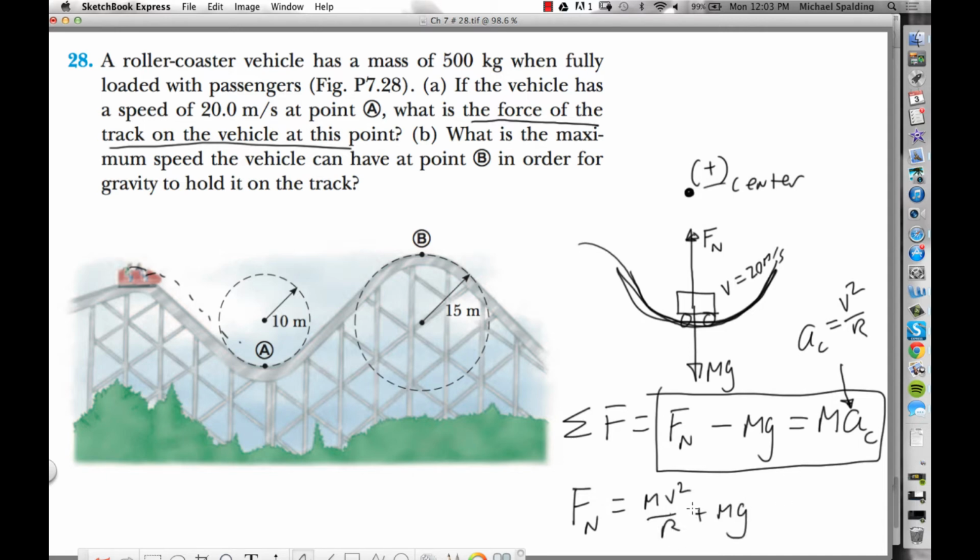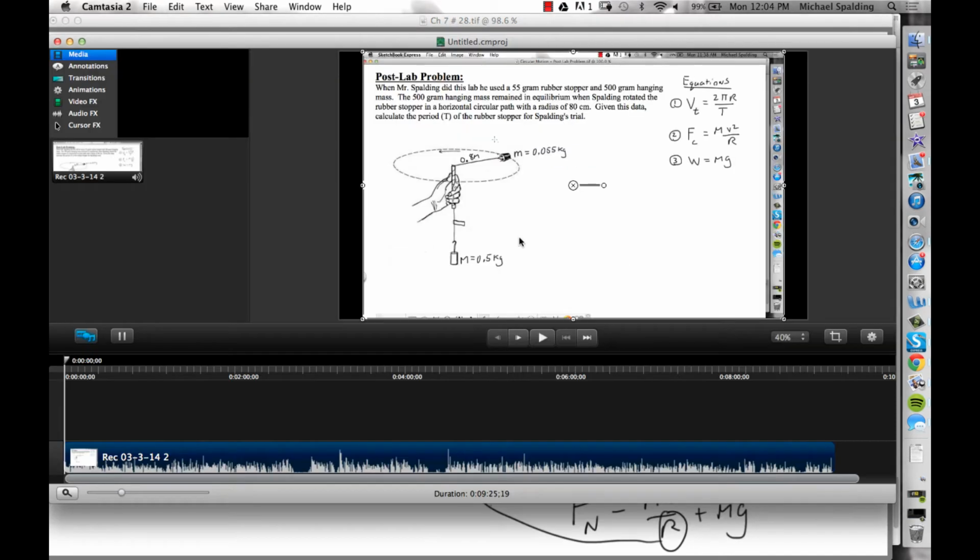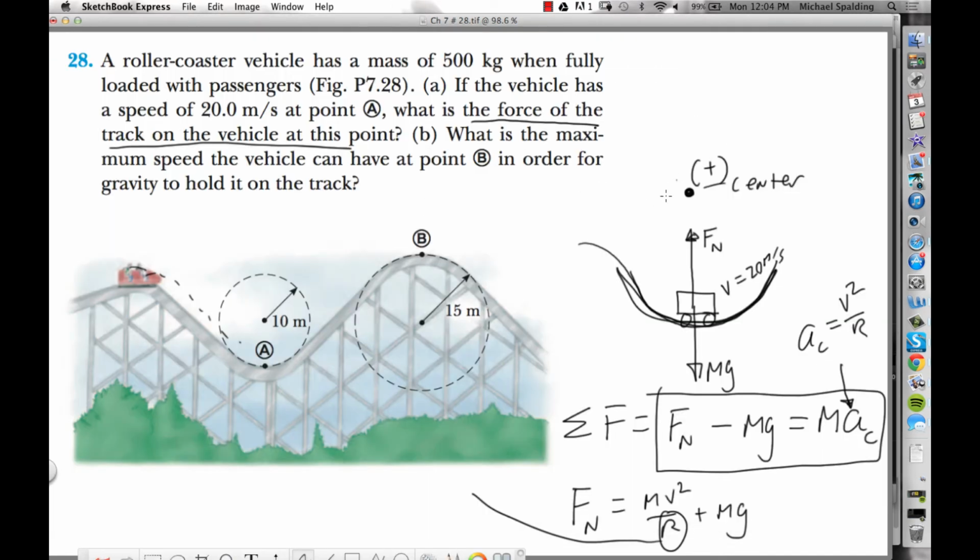So the radius, is that angle? Hold on. All right, so where were we here?